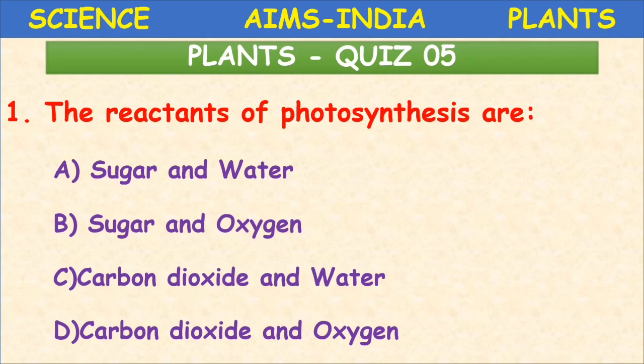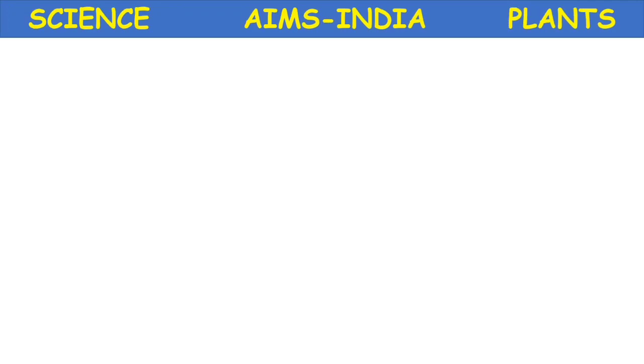The reactants are those which are necessary for that particular action, so that we call them reactants. So what are they, children, for photosynthesis? Yes, carbon dioxide and water. With the help of carbon dioxide and water, the photosynthesis process is going on. So that is why the C option is the correct one. Now the second question.